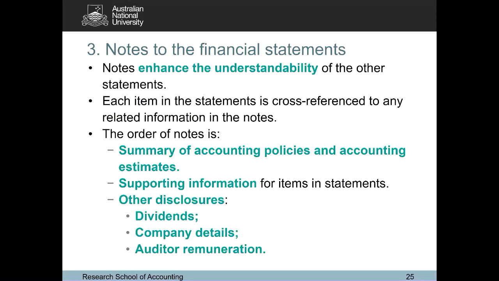The order of the notes always starts with the summary of accounting policies and accounting estimates, and then they will have supporting information for items in the statements. So first, they will always have the summary of the accounting policies and estimates. Then each line item in the statement should be cross-referenced, so you can see that information from the notes. And they will have other disclosures like the dividends, company's details and the auditor's remuneration.